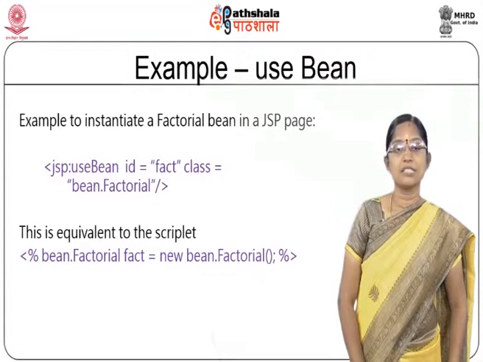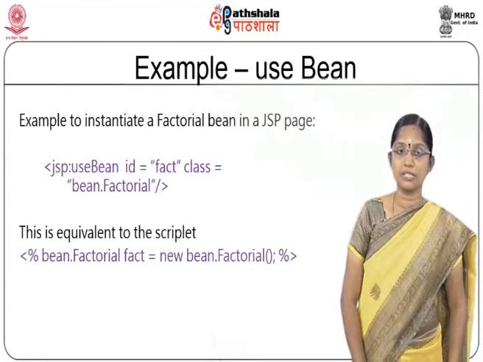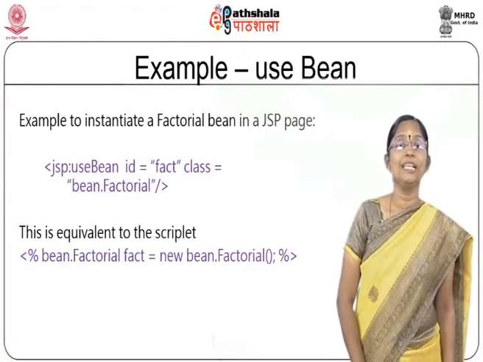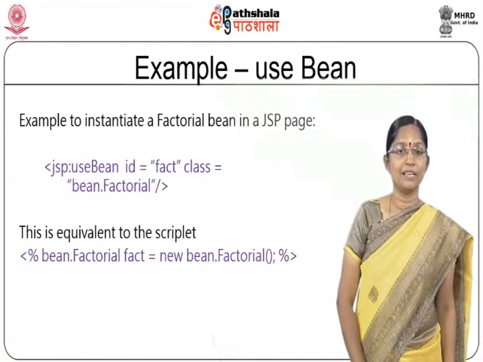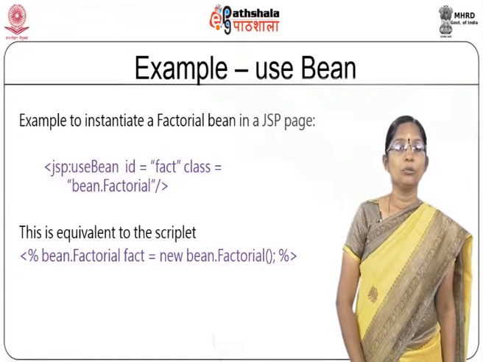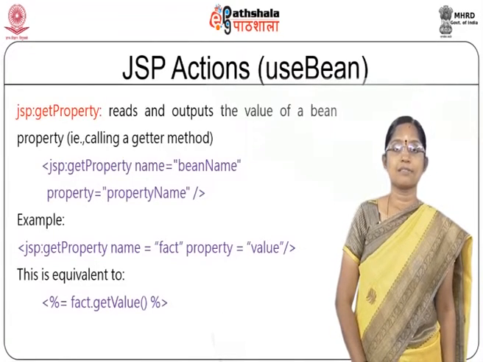Of course, this statement is very much equivalent to the scriptlet given below: bean.factorial fact = new bean.factorial(). Fact is the object which corresponds to this class, and this is nothing but creating an object. So instantiating an object for a bean.factorial class is equivalent to giving useBean id equal to fact.